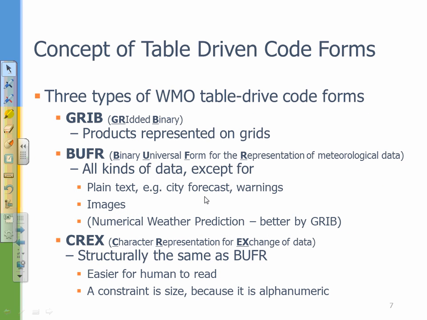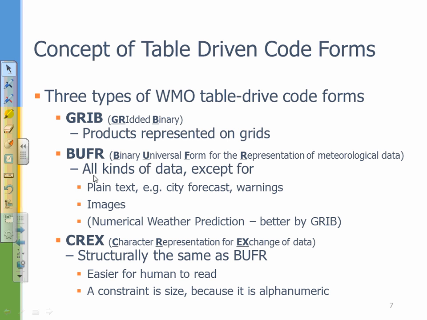So getting back to the three types of table-driven code forms, one is GRIB. This is an acronym of gridded binary, and this is specifically designed for products represented on grids. So all the numerical weather prediction models are basically represented in this code form, GRIB.